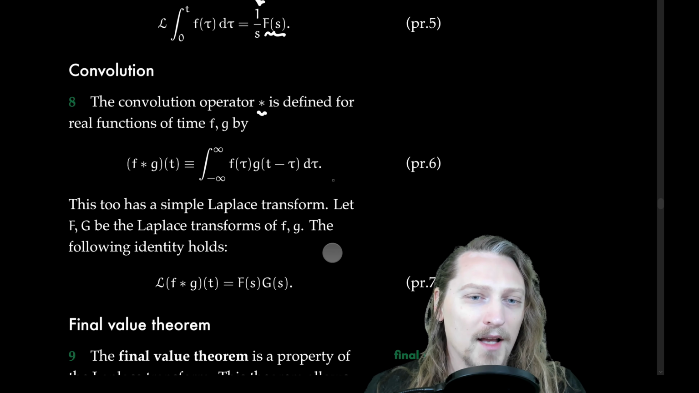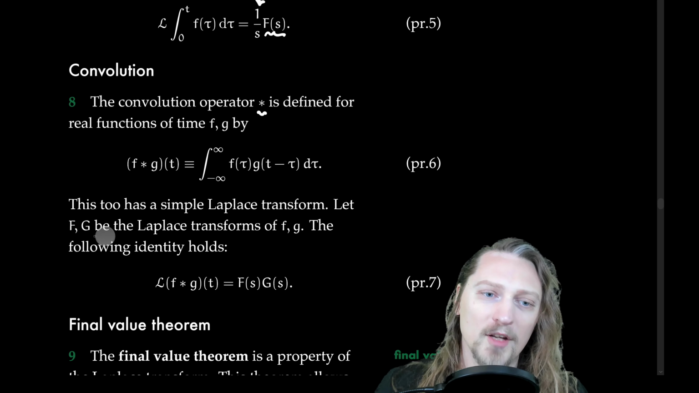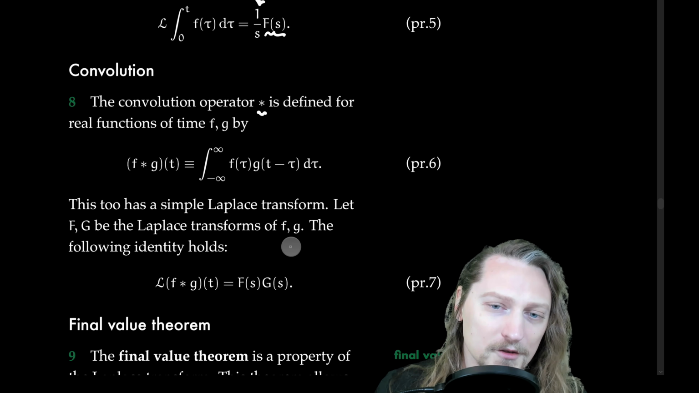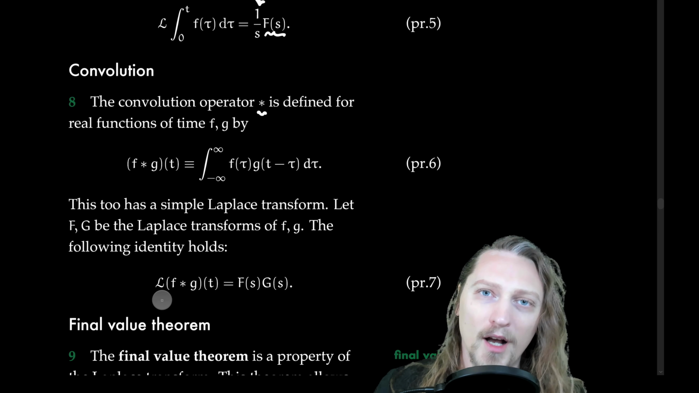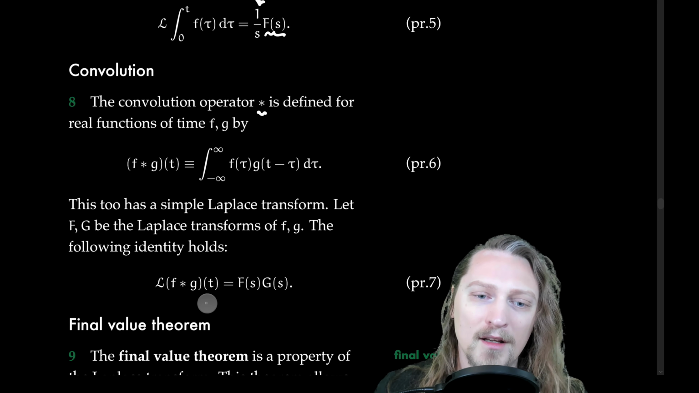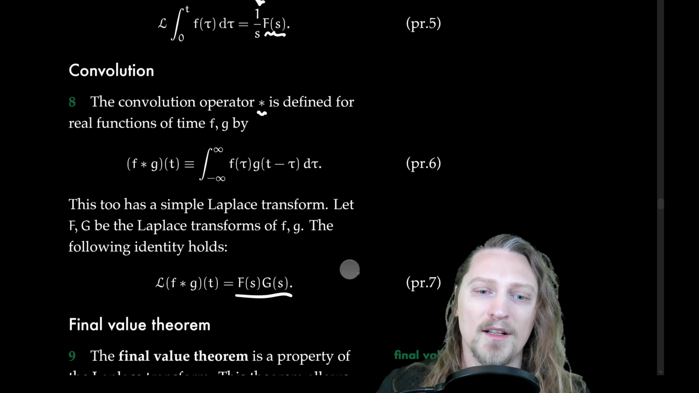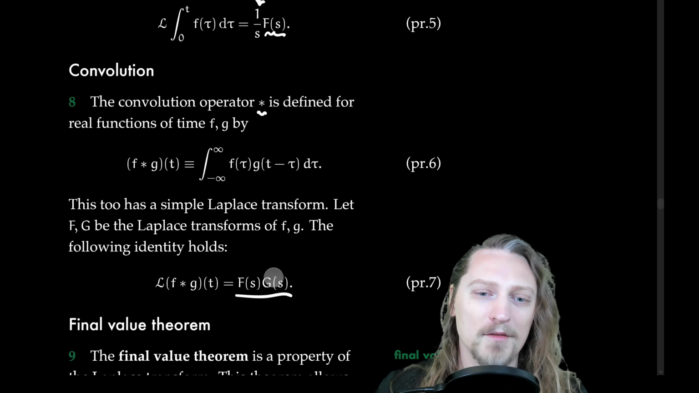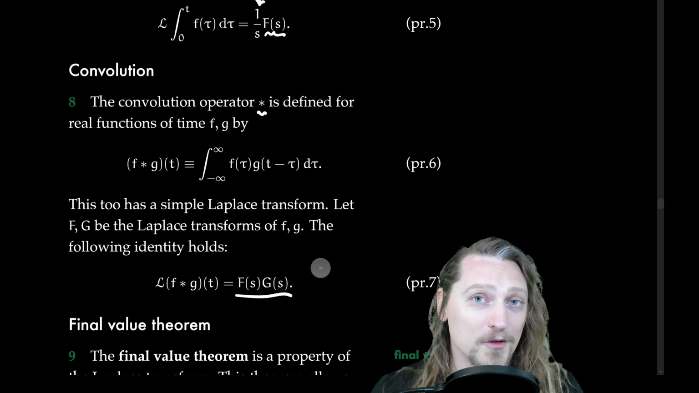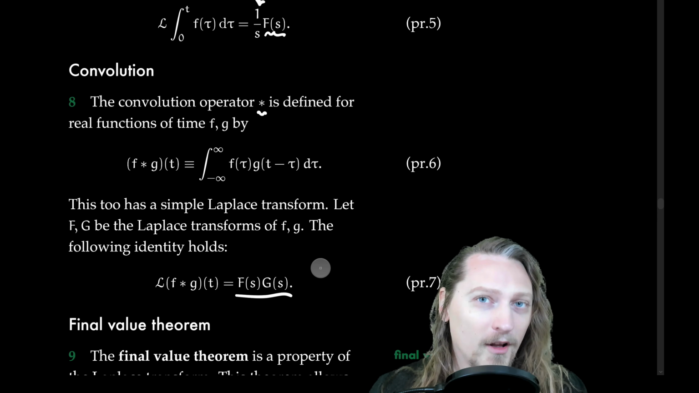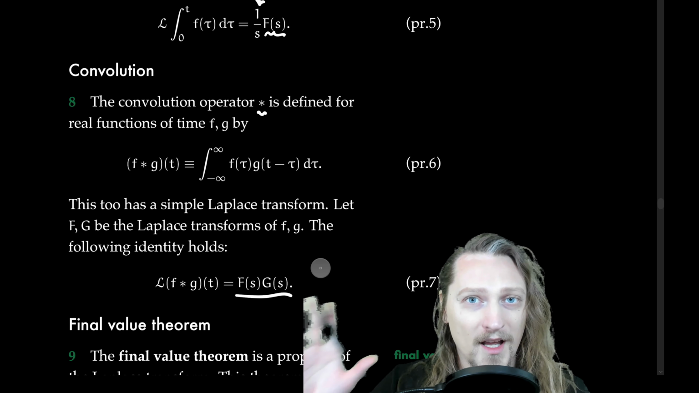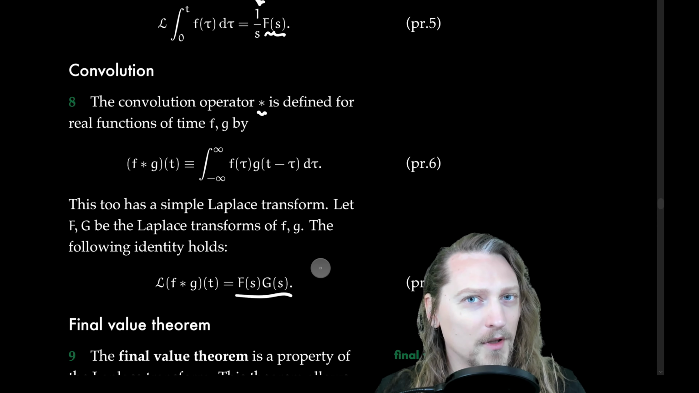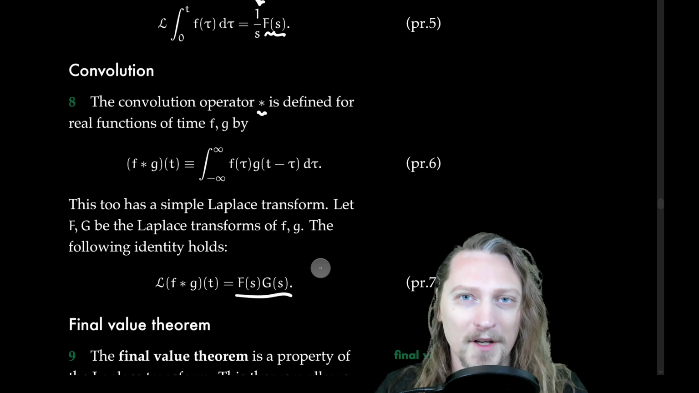So this too has a simple Laplace transform. Let F and G, big F and big G, be the Laplace transform of little f and little g. The following identity holds. The Laplace transform of f convolved with g is the product of the Laplace transform of f and the Laplace transform of g, which is to say, convolving in the time domain is equivalent to multiplying in the s domain, which is a really simple operation, right?